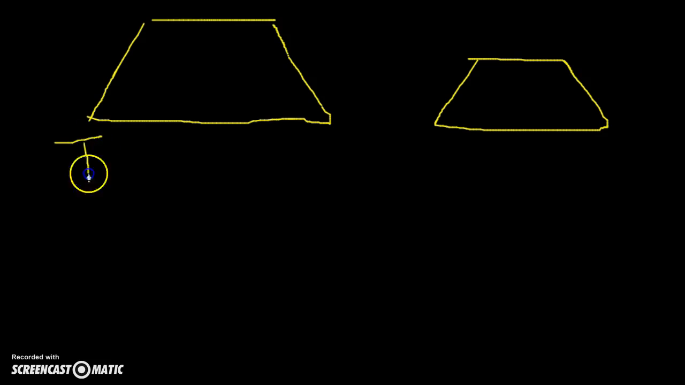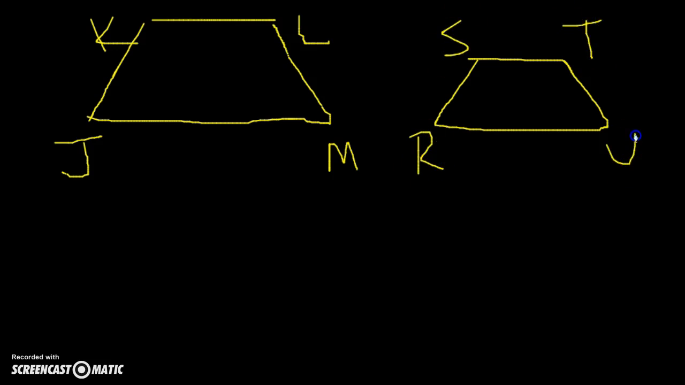I'll name this JKLM, and R, S, T, U. Okay, so again, what would happen is they would have to mark it in some way. So if we mark this angle, and then this angle with 2.